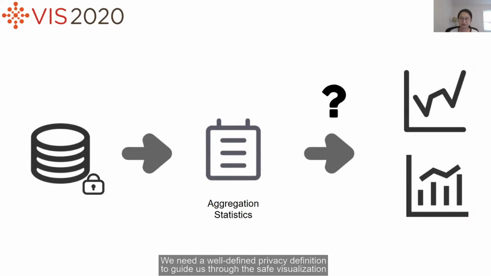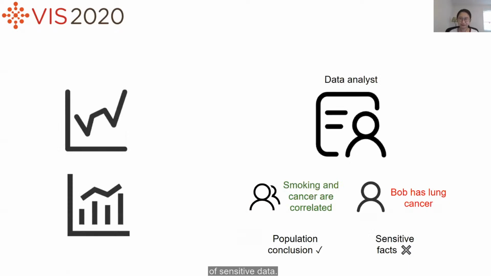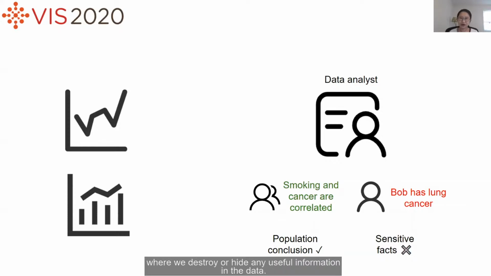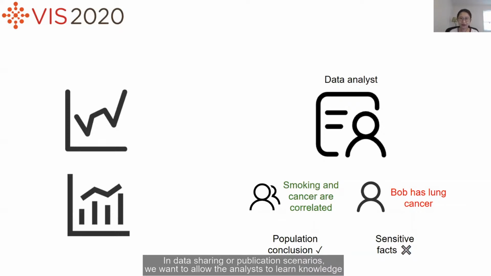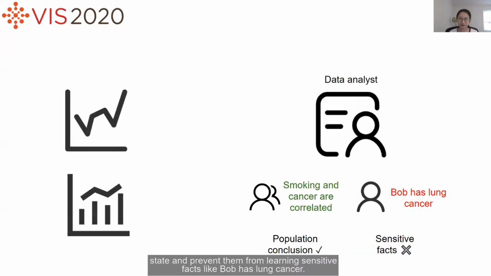We need a well-defined privacy definition to guide us through the safe visualization of sensitive data. While the preservation of privacy is a crucial goal, we don't want to go to the other extreme where we destroy or hide any useful information in the data. In data sharing or publication scenarios, we want to allow the analyst to learn knowledge about the population, like smoking rates and cancer rates are correlated in a certain state, and prevent them from learning sensitive facts like Bob has lung cancer.